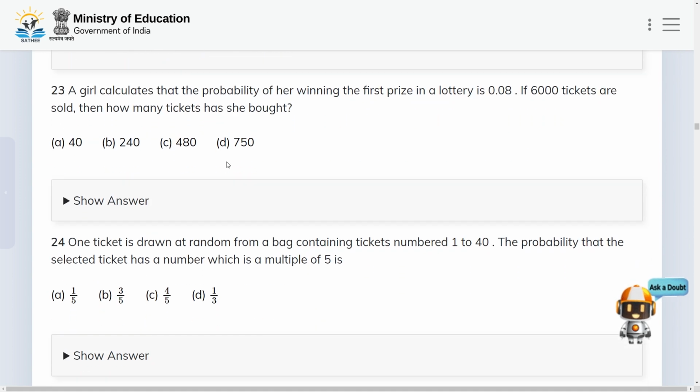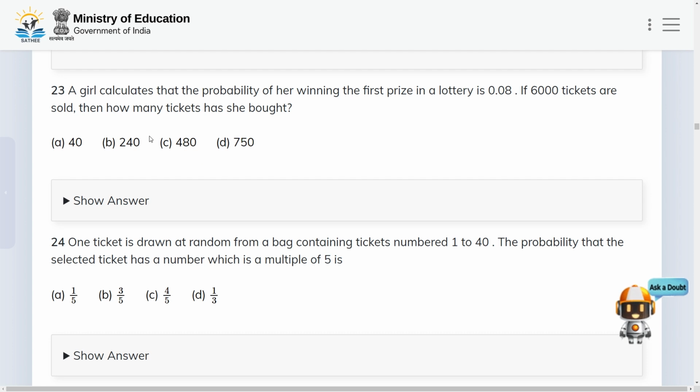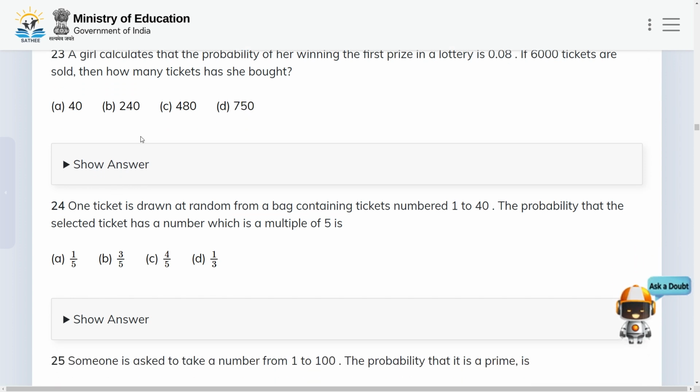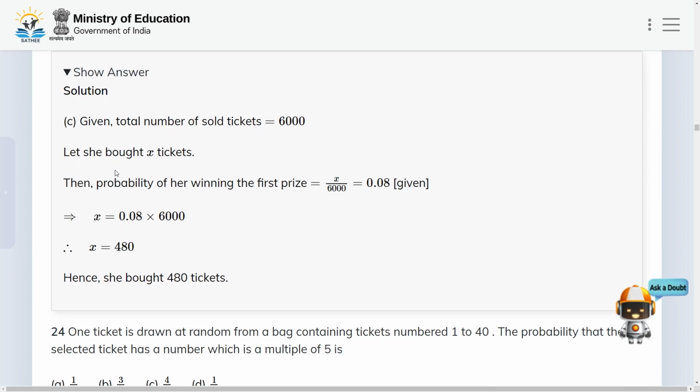Now let us see question number 23. In this question, a girl calculates that the probability of her winning the first prize in a lottery is 0.08. If 6,000 tickets are sold, then how many tickets has she bought? So we need to find how many tickets she has bought. Let us solve this problem.